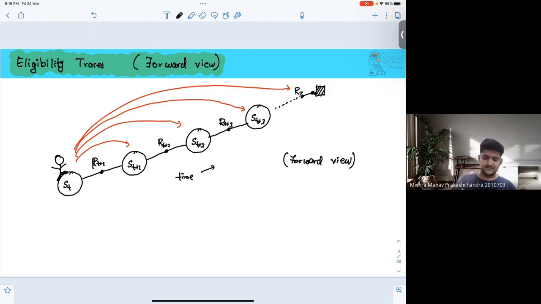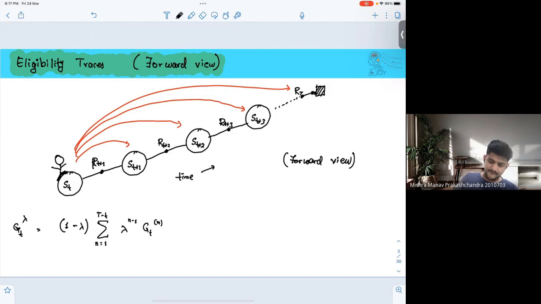If I were to write down the lambda return for the forward view, it looks like this. G_t^lambda is equal to (1 minus lambda) times the sum from n equals 1 till T minus t minus 1 of lambda^(n minus 1) G_{t:t+n}, plus lambda to the power of the remaining time, where I just do the direct Monte Carlo return.